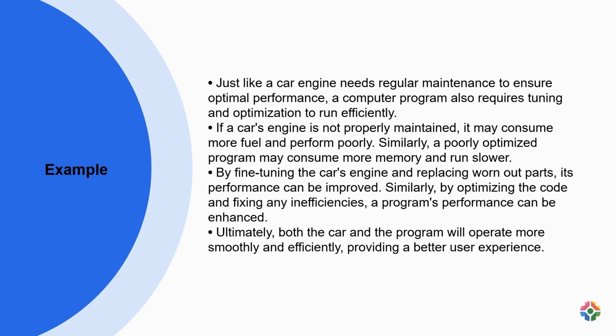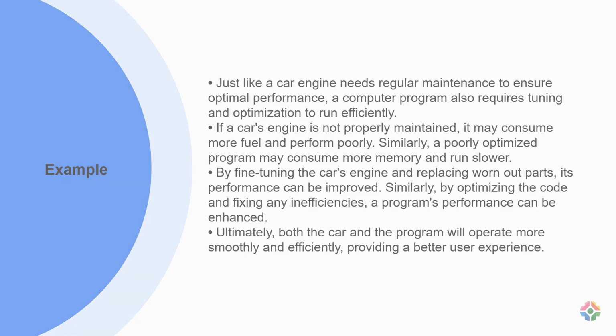Just like a car engine needs regular maintenance to ensure optimal performance, a computer program also requires tuning and optimization to run efficiently. If a car's engine is not properly maintained, it may consume more fuel and perform poorly. Similarly, a poorly optimized program may consume more memory and run slower. By fine-tuning the car's engine and replacing worn-out parts, its performance can be improved. Similarly, by optimizing the code and fixing any inefficiencies, a program's performance can be enhanced. Ultimately, both the car and the program will operate more smoothly and efficiently, providing a better user experience.